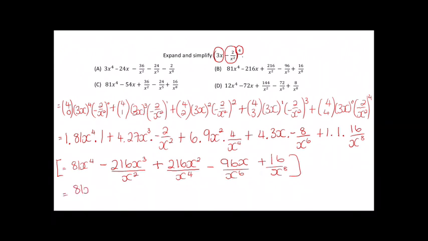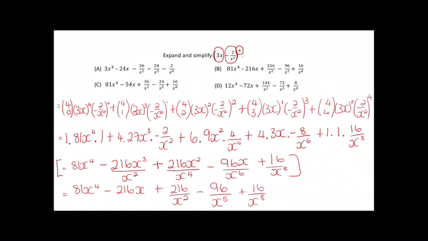So simplifying, I've got 1x to the power of 4 minus, so I've got an x squared on the bottom and an x cubed on the top. It's going to leave me with just 216x on the top. I've then got an x squared on the top and an x to the power of 4 on the bottom, so that's going to leave me with an x squared on the bottom, minus 96, my x and my x to the 6 leave me with x to the power of 5, and then plus 16 over x to the power of 8.